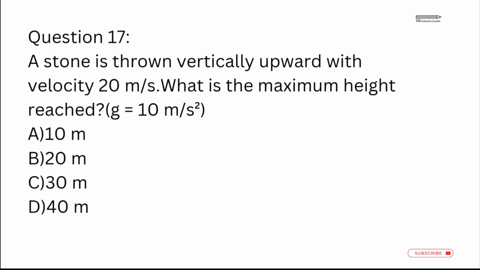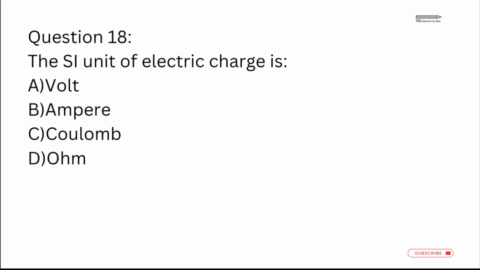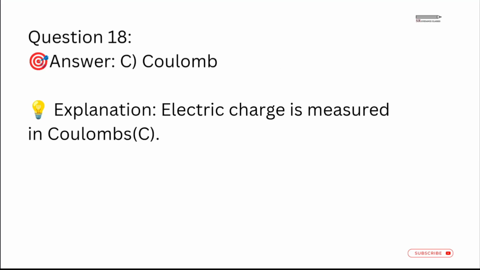A stone is thrown vertically upward with a velocity 20 meter per second. What is the maximum height reached? The answer is option B, 20 meter. The SI unit of electric charge is, the answer is option C, coulomb.